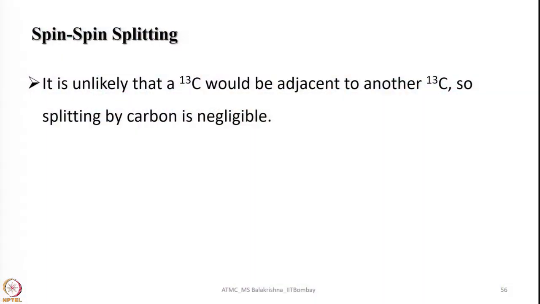If it is an enriched sample, for example, if I take methanol, all carbon atoms are 13C in such molecules. Like ethanol, if I take CH3CH2OH and all carbons are 13C, then probably you can see coupling, otherwise you do not see it. If I take 100 molecules here, 100 here, and each has one NMR active nucleus, and you mix them together, the possibility of those two coming together to establish coupling is very rare and negligible. That is the reason we do not see carbon-carbon splitting at all.